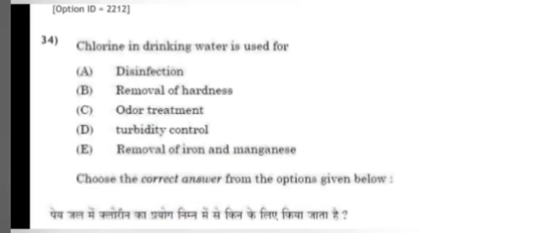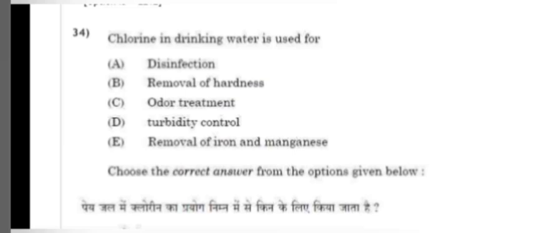Next, chlorine in drinking water is used for what? Disinfection, removal of hardness, odor treatment, turbidity control, removal of iron and manganese. So the correct option will be A, C and E. A, C and E, these are correct.